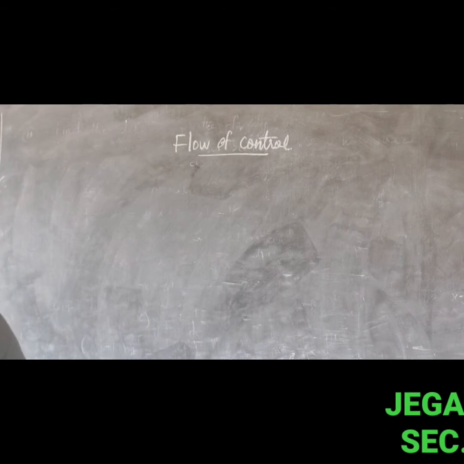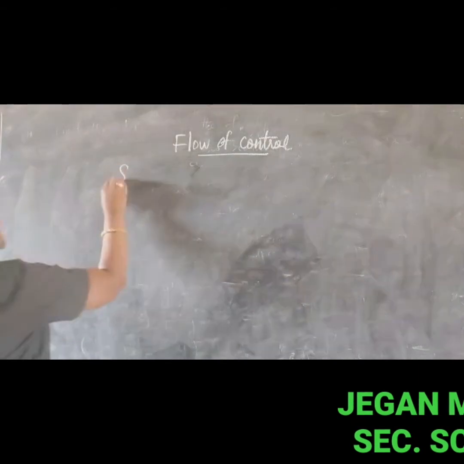11th standard computer science, chapter 10, flow of control. In this video we are going to learn about selection statements.